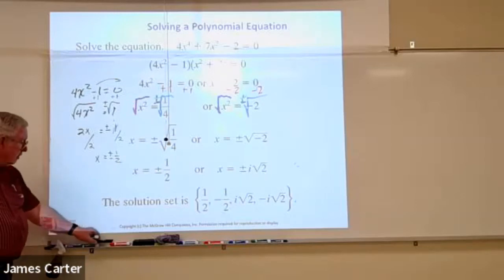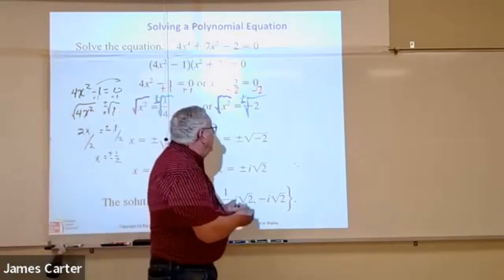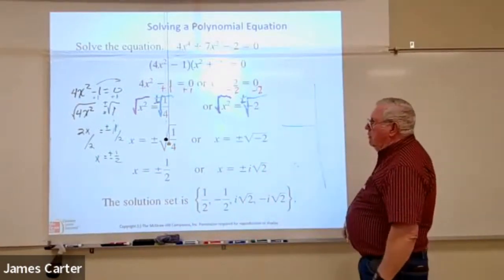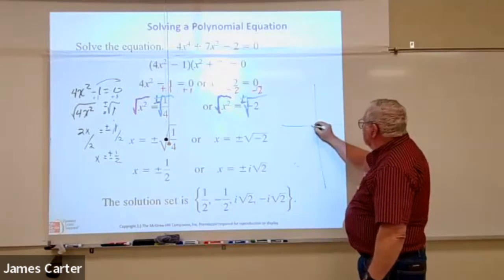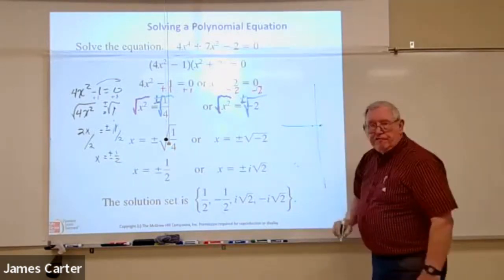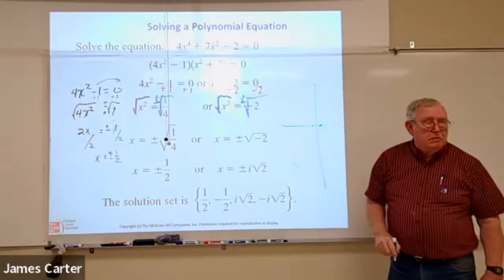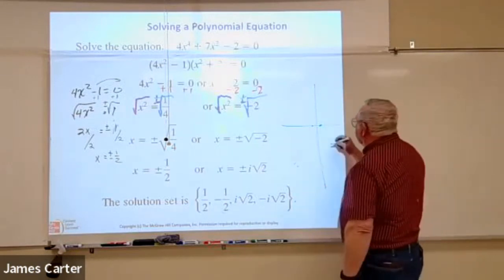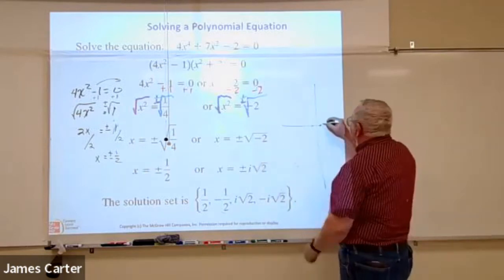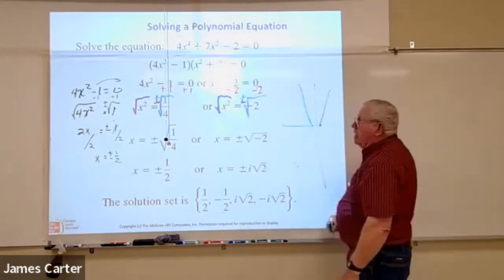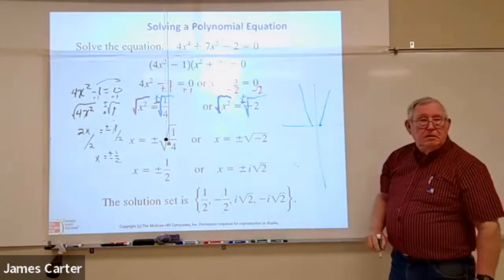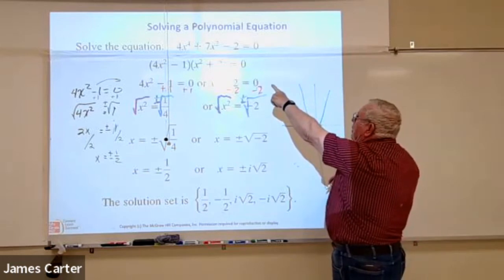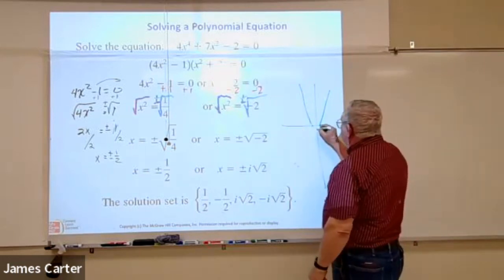What would this graph look like? Well, we've got real roots of plus or minus 1/2. Real roots. Okay. We got a pair of imaginary roots. Because this is a 4th degree equation, I know it's got to go like that. I also know that the y-intercept is -2.